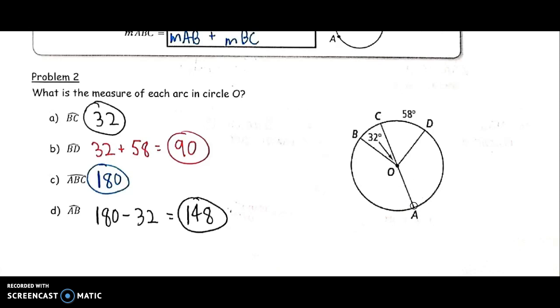And arc ABC looks like it's again describing a semicircle because AC looks like a diameter passing through the center. So anytime I have a semicircle, I can just straightforward give a 180 as an answer. It's always going to be the same thing. So ABC, that semicircle is always 180. And I can then use that to find the last answer.